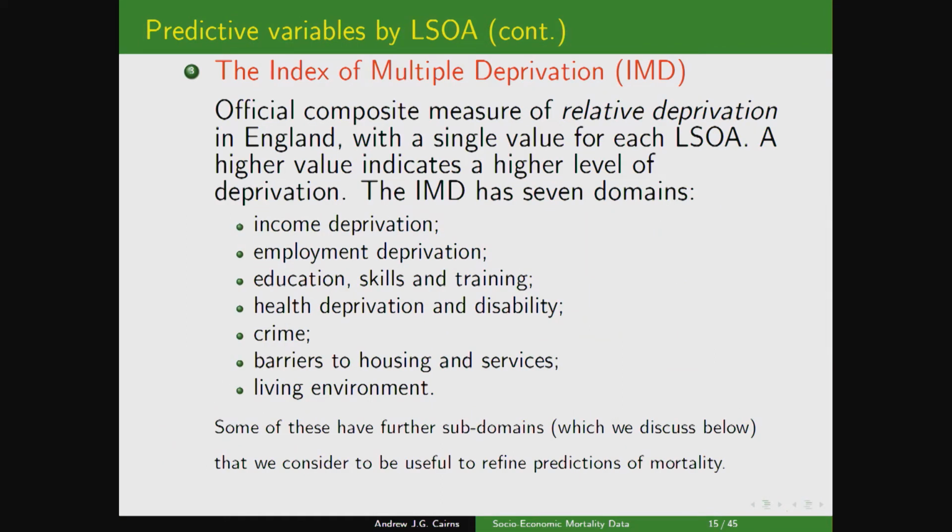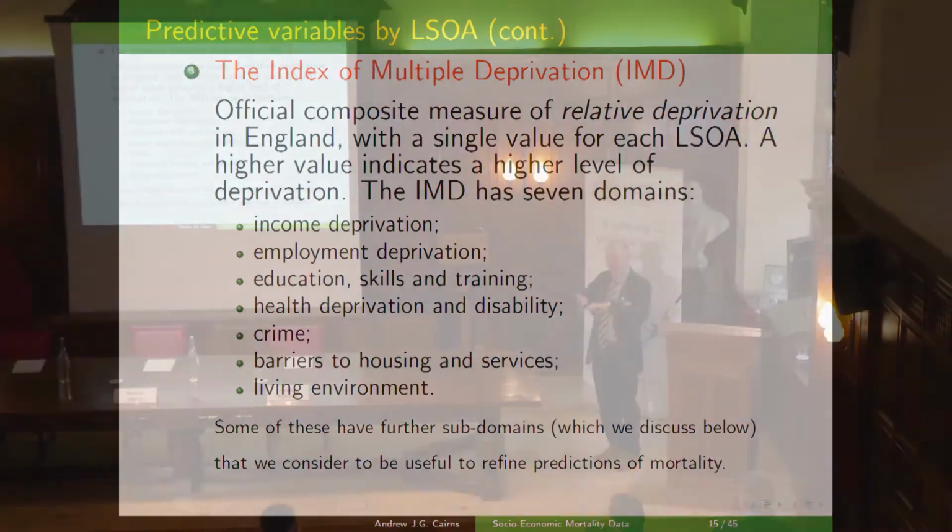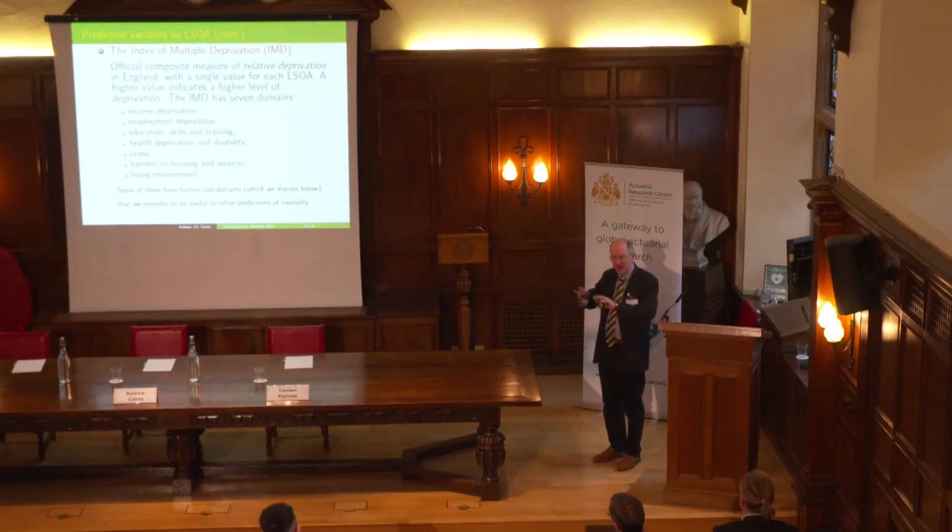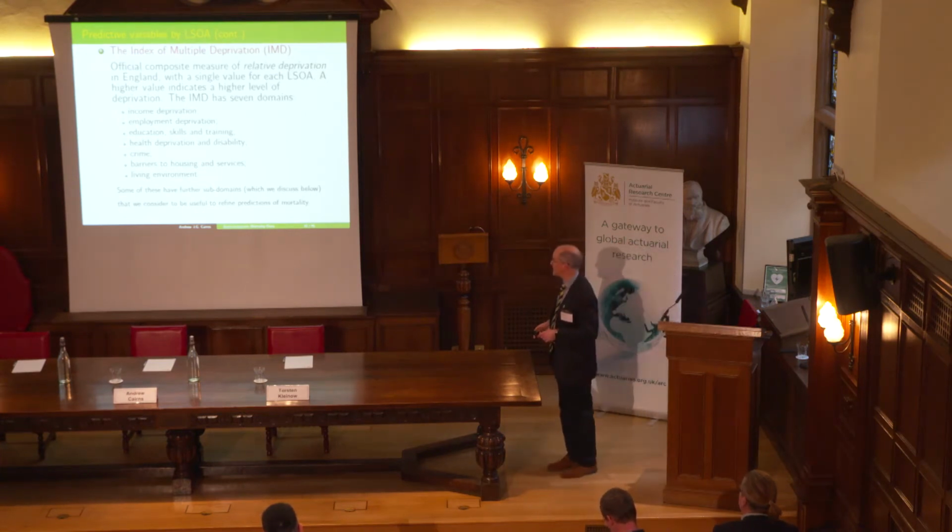Now, the index of multiple deprivation, the IMD itself, is the official composite measure, and it has various subdomains that I'll talk about. All of these are perhaps useful in terms of predicting mortality. The one that we have specifically not included in our analysis is health deprivation, because that's already an indicator that people are ill, whereas what we're really looking for is the non-health related predictors of high or low mortality.